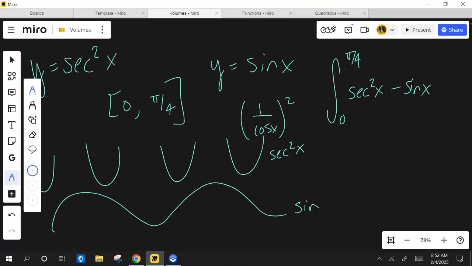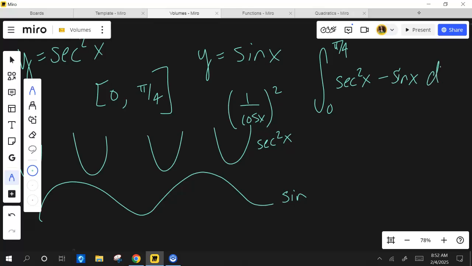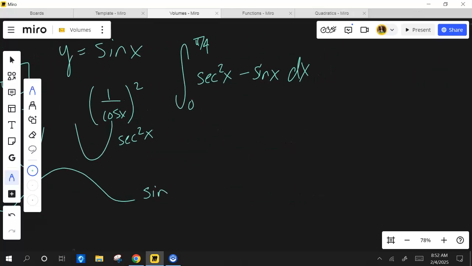That's just going to give you the first one, and then you can subtract. Because I'm subtracting here, I can split these integrals up. What's the antiderivative of secant squared? Tangent. So what I really have is tangent x. What's the antiderivative of sine? Minus cosine. Yeah, minus negative, so plus cosine. And I am evaluating these from 0 to pi over 4.